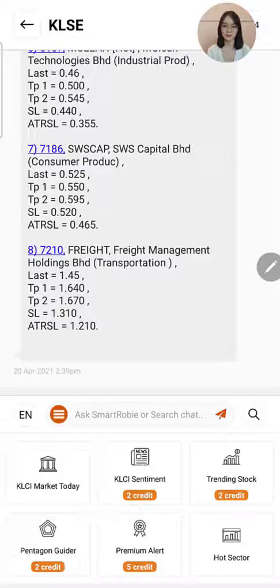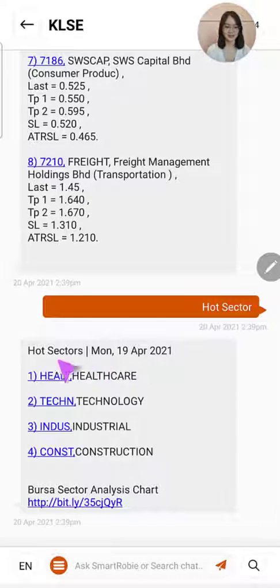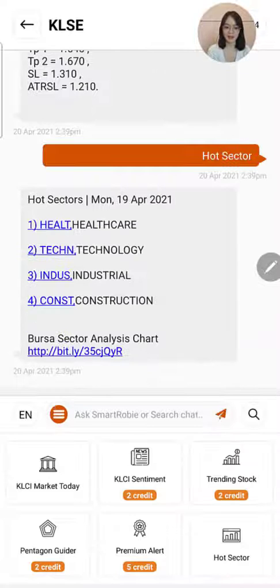Now last but not least, let us look at the hot sector that is telling you the sectors that is trending, which I currently have healthcare, technology, industrial, and construction. And of course, you can always click into these sectors in blue to get a full list of those stocks, which is grouped by the market capitalization. You may take a look at them, whether they are ready to be entered, and also find out more information of these stocks through the sub-main menu, which will be explained in the following tutorial video.